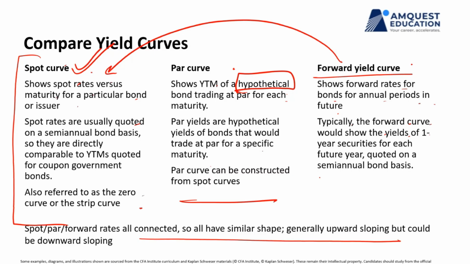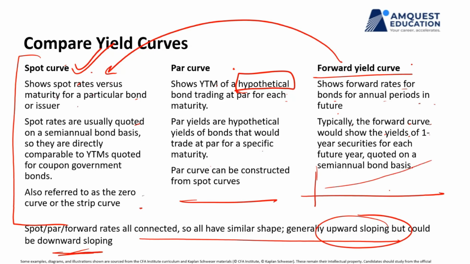Generally, the term structure is upward sloping, right? But it could be downward sloping. When I say upward sloping, generally the term structure is like this. Short-term rates are lower and long-term rates are higher. The reason being, in the short term the risk is lower, and in the long term the risk is higher. So generally, the yield curve is upward sloping.